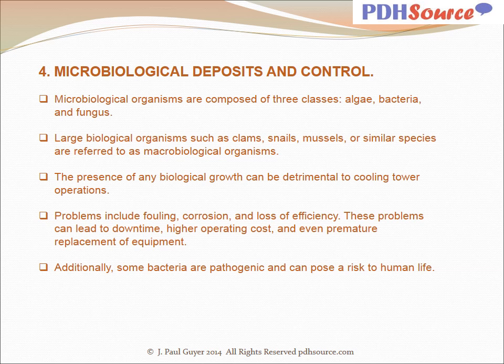Large biological organisms such as clams, snails, mussels, or similar species are referred to as macrobiological organisms. The presence of any biological growth can be detrimental to cooling tower operations. Problems include fouling, corrosion, and loss of efficiency. These problems can lead to downtime, higher operating costs, and even premature replacement of equipment. Additionally, some bacteria are pathogenic and can pose a risk to human life.